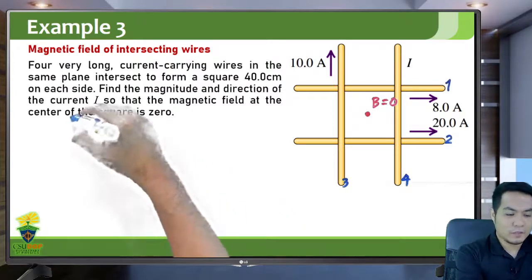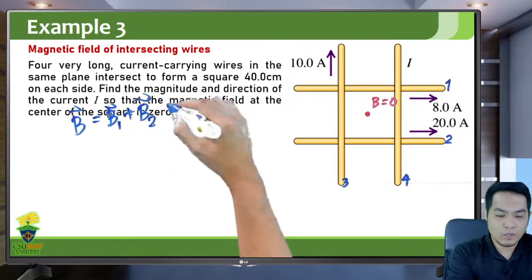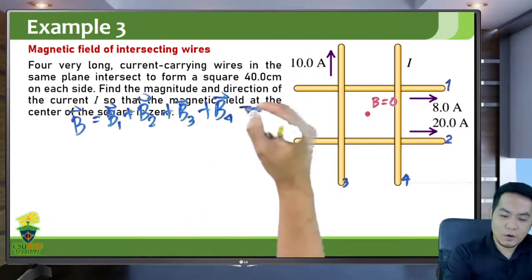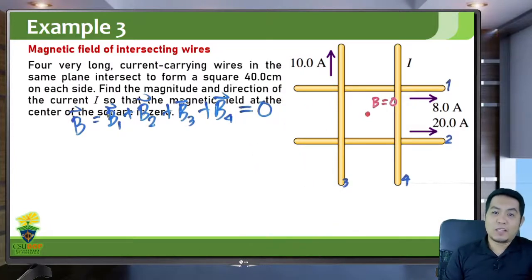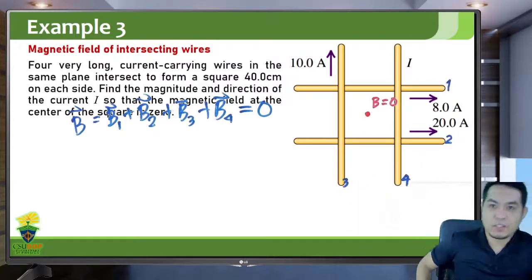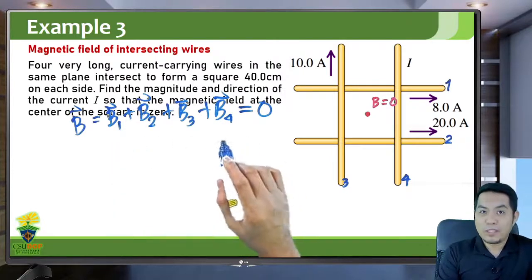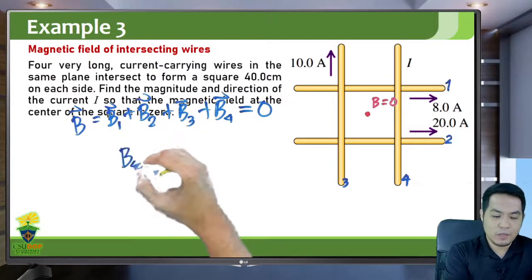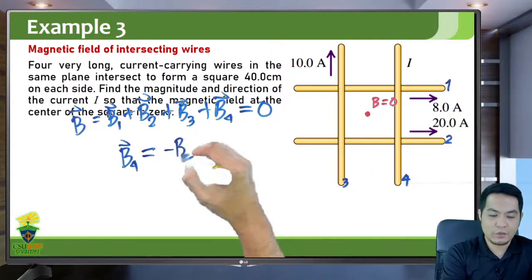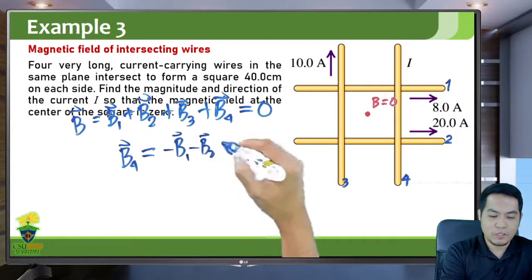I'm just going to set up the solution for this case now. The magnetic field at the center will just be due to the magnetic field of the 4 wires, B1, B2, B3 plus B4, and this is all equal to 0, because the contribution of the 4 magnetic fields at the center should be 0. That's the initial condition. So the unknown in this case is B4. We need to solve for the magnetic field due to wire number 4. You transpose all of this to the other side of the equation, and you get negative B1, B2, negative B3.